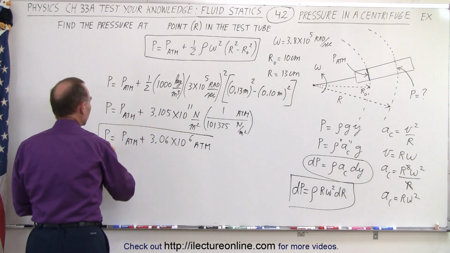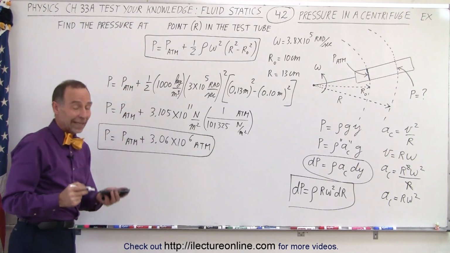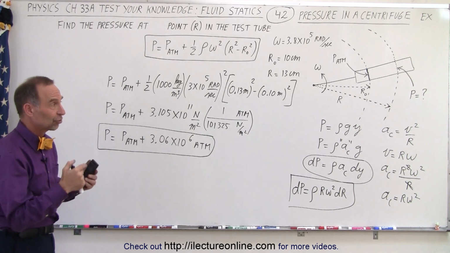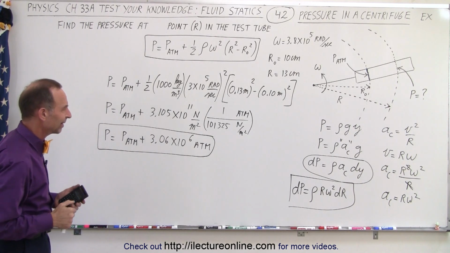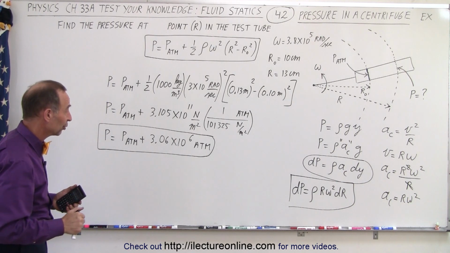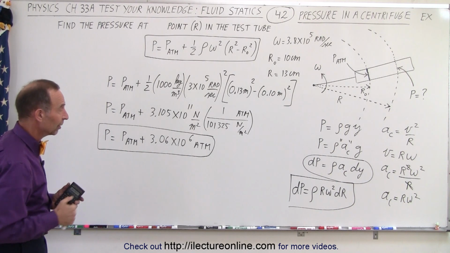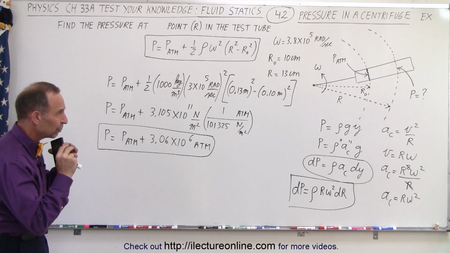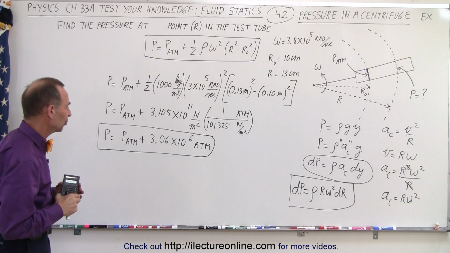So you can see that it really doesn't matter too much that we take into account the atmospheric pressure on the outside, since there's so much pressure caused by the rapid rotation inside the test tube. Those test tubes better be very strong or they will shatter under the enormous pressure and forces on the bottom of the test tube. Hopefully they're not very large in diameter to keep the total force at the very bottom of the test tube to a minimum.